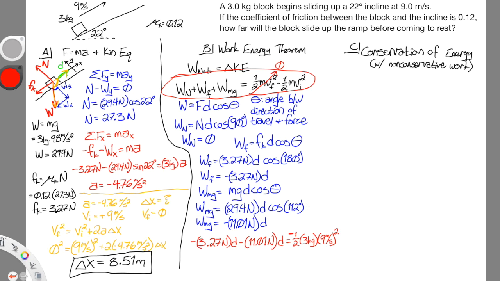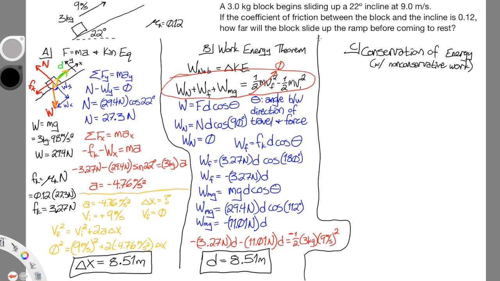So once you jam all of this together and beat it a little bit with your math hammer until it gives you the number you want, you find that D equals, again, 8.51 meters. And now on to the last part.